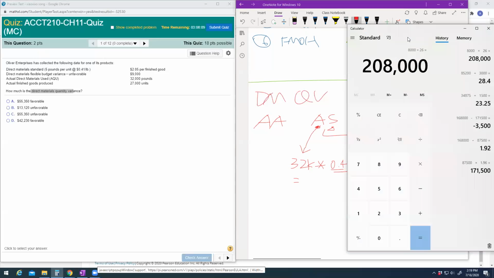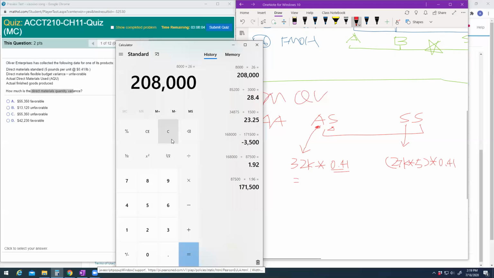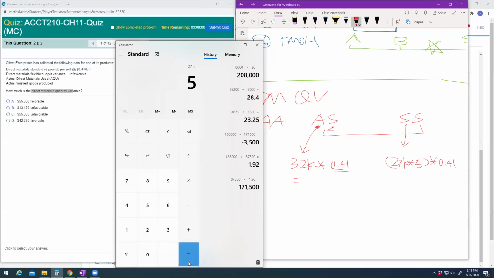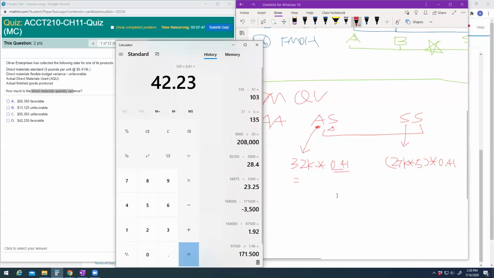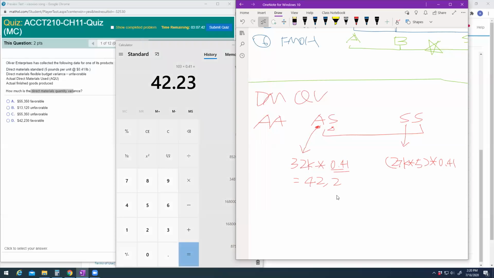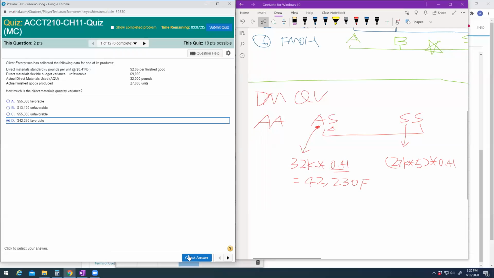You have different ways to do the calculation. I just use this. So 27 times 5, 135. This is a big number. Minus 32, and then times 0.41. So it will be 4,230. Favorable, right? This is favorable. I think I'm right.